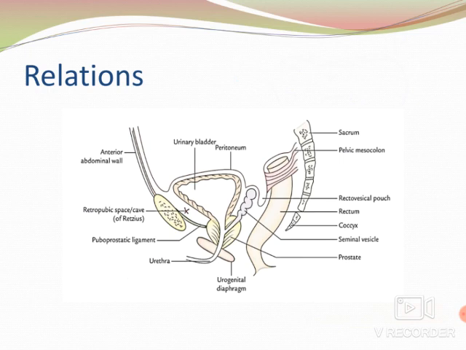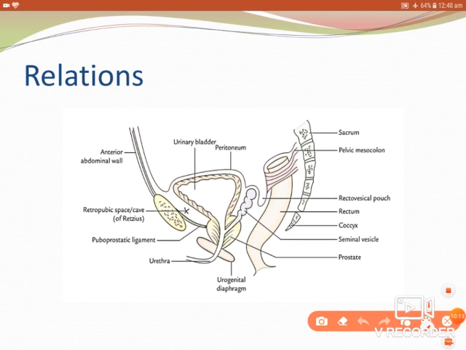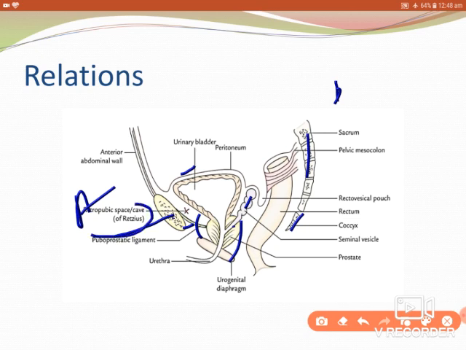Then here you can see the relations of the prostate. This is the sagittal view of the male pelvis: anterior, posterior, sacrum, coccyx, pubic symphysis, bladder. This is the seminal vesicle and the ejaculatory ducts. This is the prostate. Anteriorly it relates to the space behind the pubic symphysis, the retropubic space, or the space of Retzius. Posteriorly, this is the rectum, the ampulla of the rectum, and the prostate relates to the rectal ampulla.